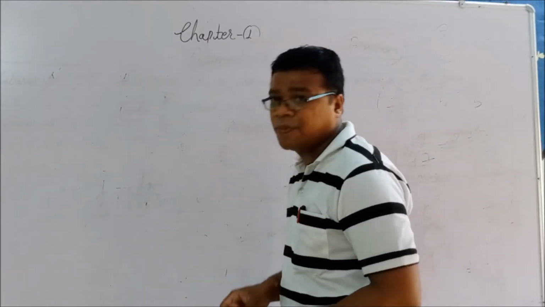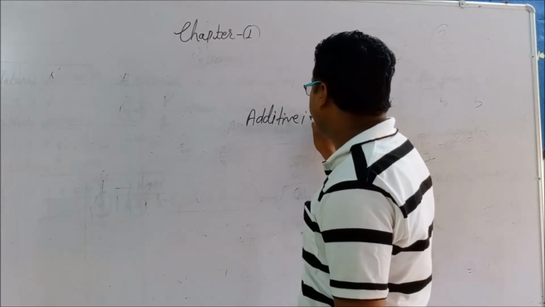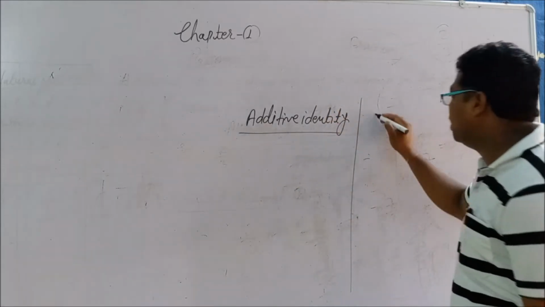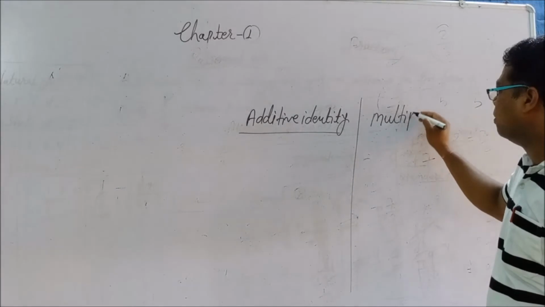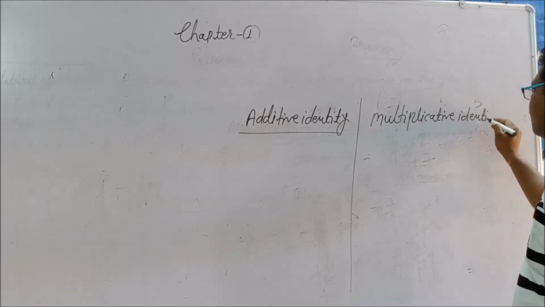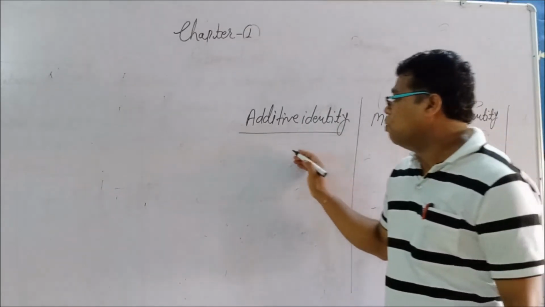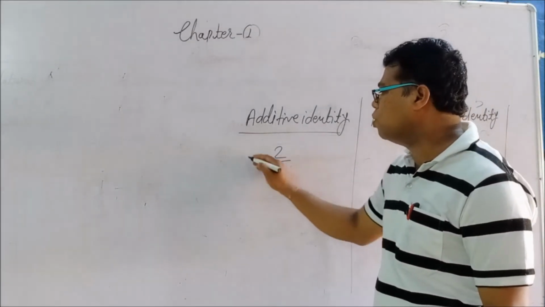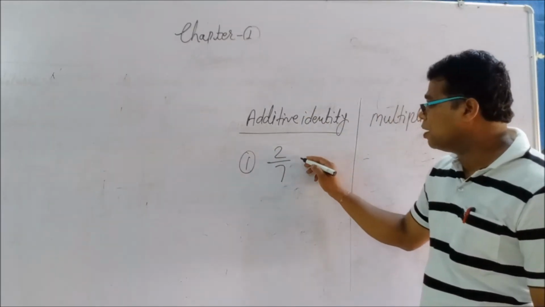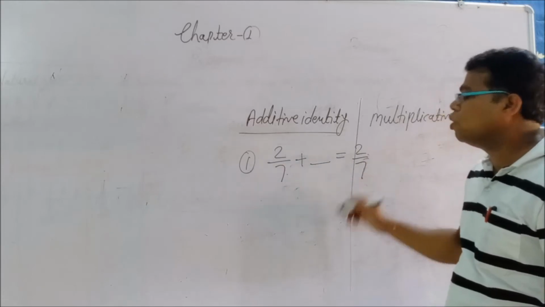Right now, see, same like that, additive identity, and the next thing is multiplicative identity. Nothing, very simple. See here, try to understand. Additive identity means, for example, I am writing one rational number, 2 upon 7. What does the additive identity say? It says what number I should add to 2 upon 7 so that again I will get the answer 2 upon 7.